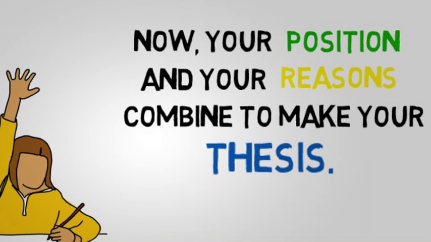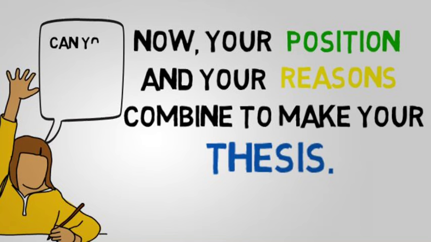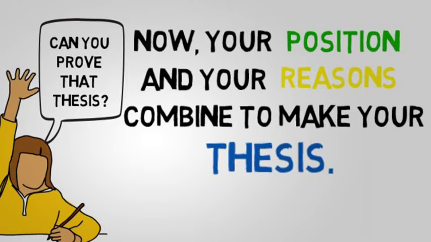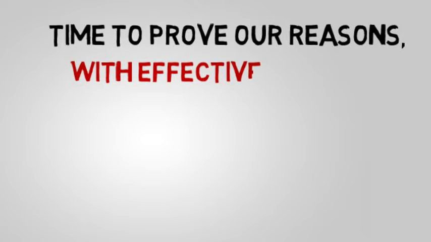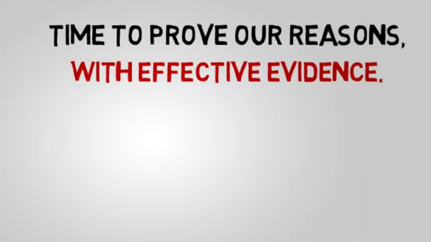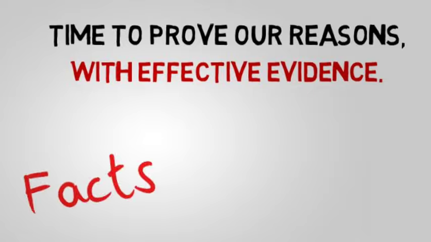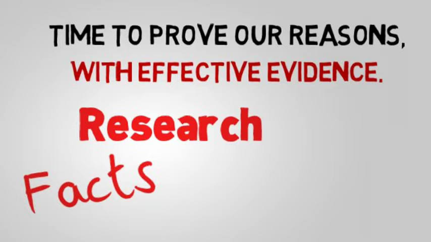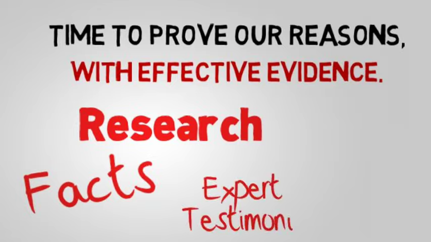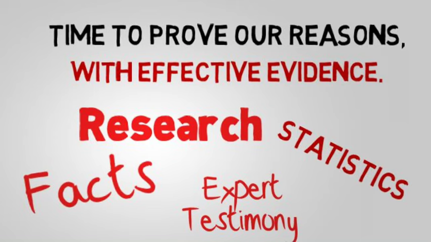Oh, looks like she has another question. How do we prove our thesis? We prove our reasons and our thesis with effective evidence. And remember, since in this example we are taking the side that dogs are the best pets, all of our evidence comes from that side of the T-chart, the side that we agree with. So we find facts, research, expert testimony, and statistics to support our position.